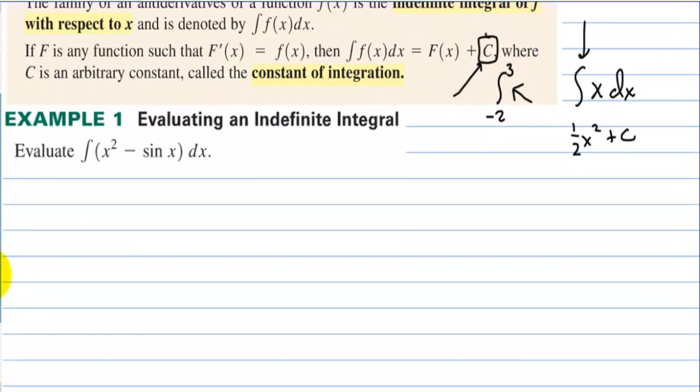Evaluating an indefinite integral. Evaluate. We have 1/3 x to the third, and then plus cosine of x and plus c. Now, if we took the derivative of this, we would get x squared, we would get minus sine, and then the derivative of the constant would be 0.